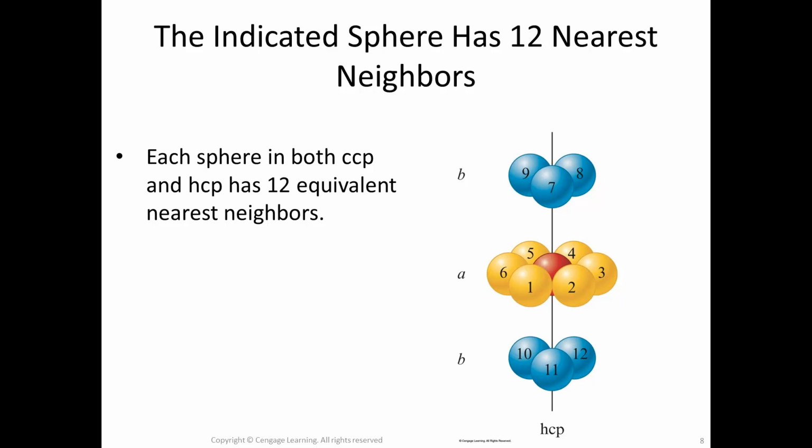In each case, if we look at one sphere, such as the red sphere, it has 12 nearest neighboring spheres. Each sphere in both of our CCP and HCP, cubic close packed or hexagonal close packed structure, has 12 equivalent nearest neighbors.